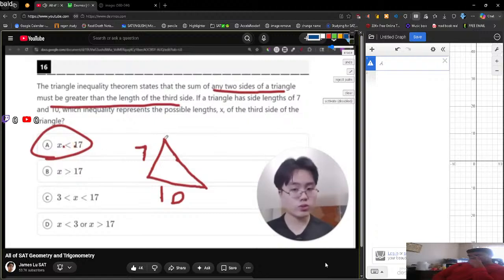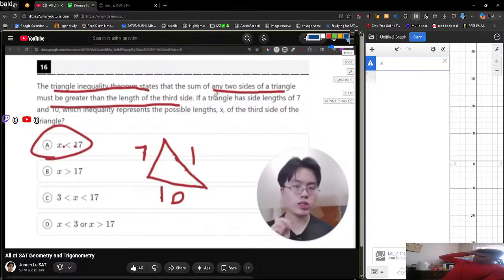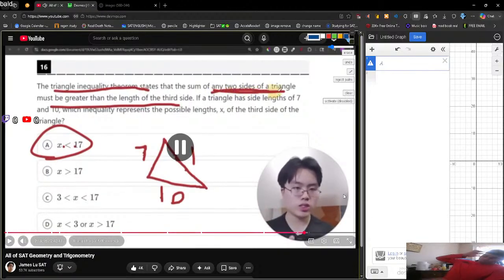However, that's actually not right. You are right that this side length has to be a number less than 17. However, what if the side length was 1? Would that still satisfy the triangle inequality theorem? Wait, so the answer's not A?